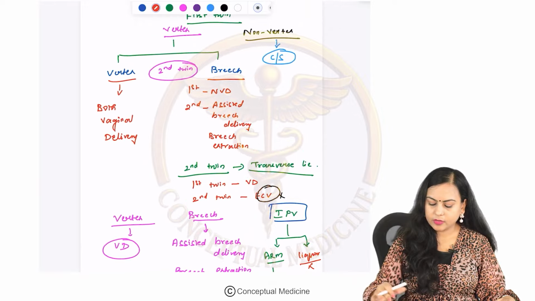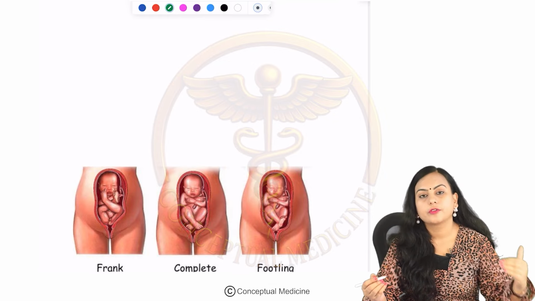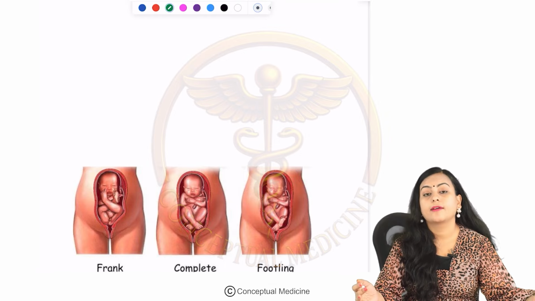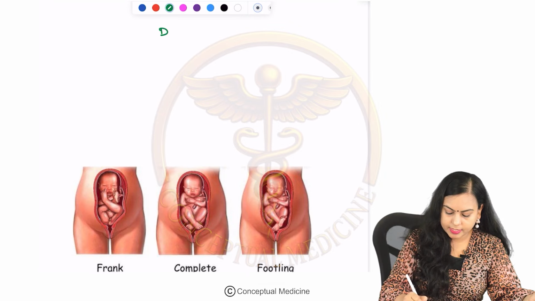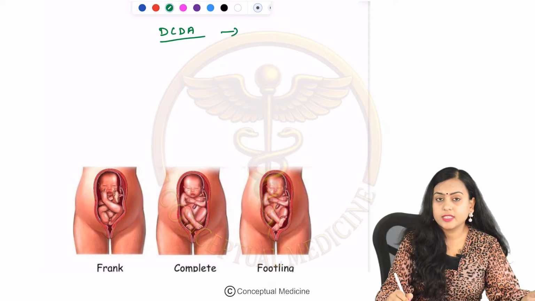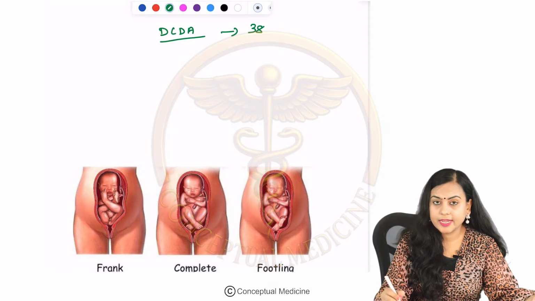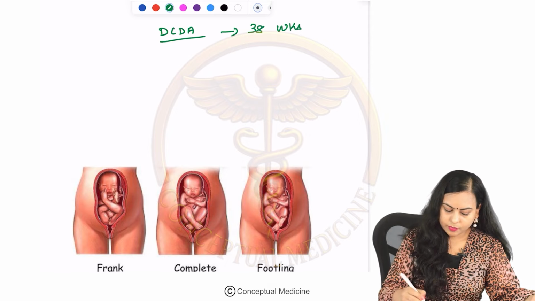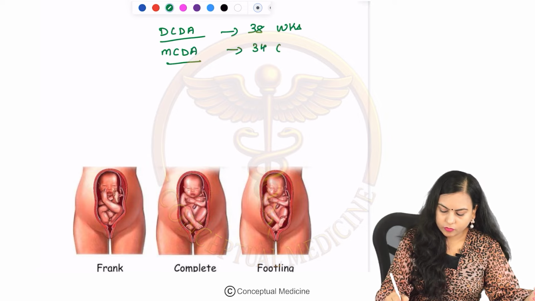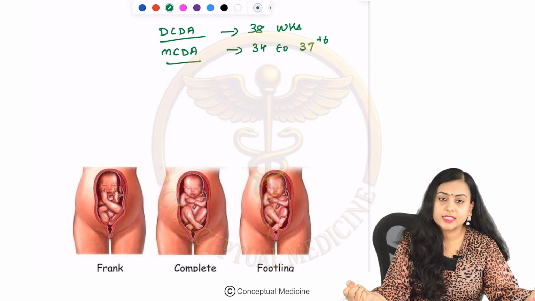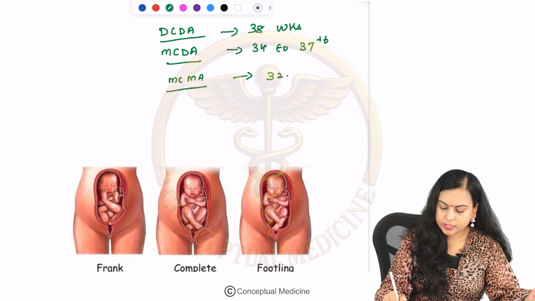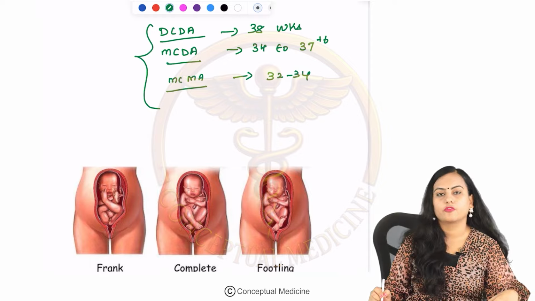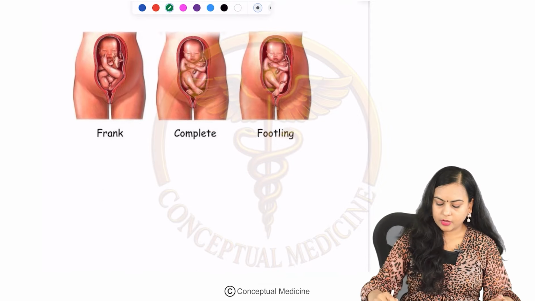Okay. Now, one more point I want you to add: at what gestational age you have to plan delivery for these twin babies. Suppose the baby is DCDA, then ideally the delivery can be planned normally around 38 weeks of gestational age. Suppose the baby is MCDA, then you have to plan it around 34 weeks to 37 weeks plus 6 days. And finally, if the baby is MCMA, then you can offer delivery between 32 and 34 weeks. Is that clear?